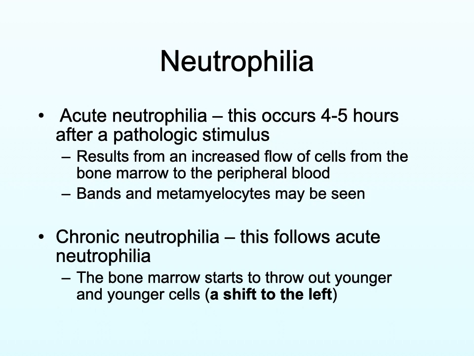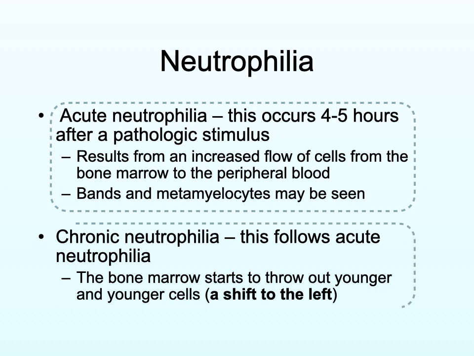Neutrophilia can be divided into acute and chronic. So acute neutrophilia, which occurs between 4 to 5 hours after a pathologic stimulus, results from an increased flow of cells from the bone marrow to the peripheral blood. And what you can see are the band cells or band neutrophils and metamyelocytes. While chronic neutrophilia is a condition that follows acute neutrophilia. The bone marrow starts to throw out younger and younger cells, which is what we call a shift to the left.